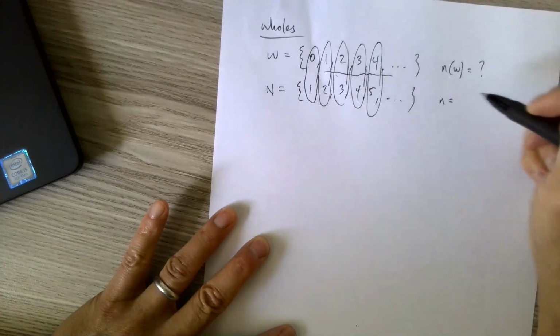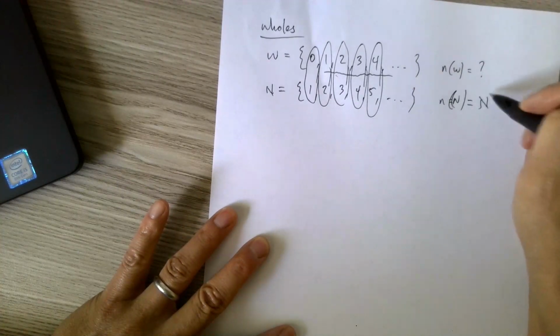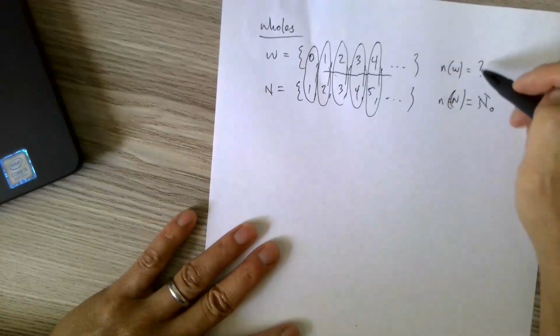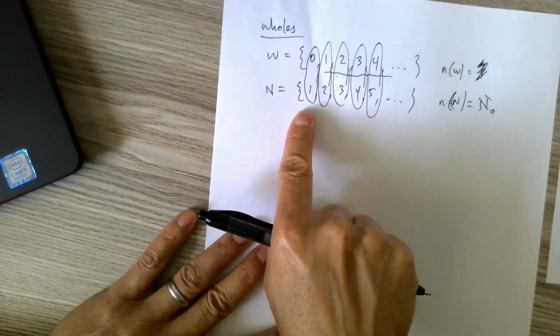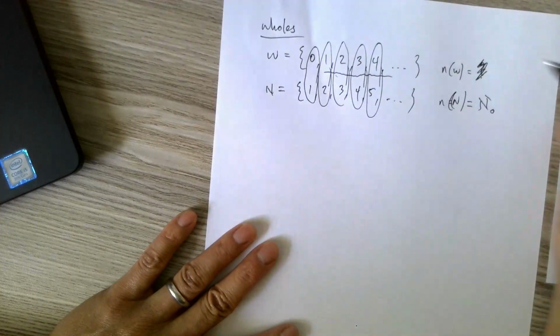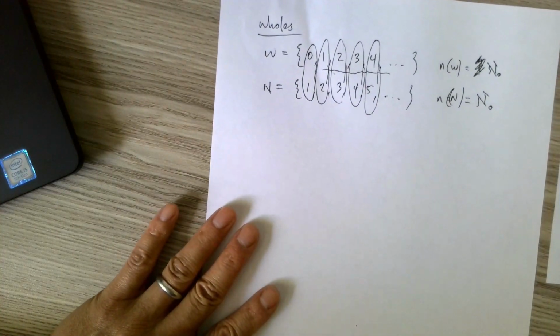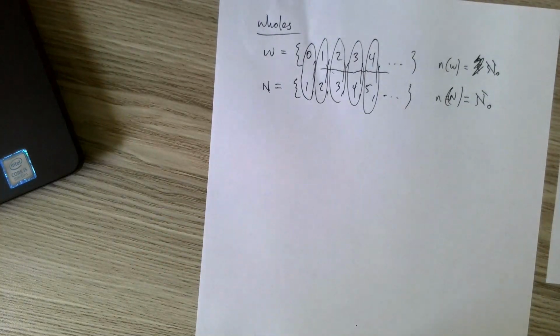So if the cardinality of naturals is Aleph null, and wholes I can put into one-to-one correspondence with naturals, then the cardinality of wholes must also be Aleph null. So they are the same cardinality, they are equivalent sets.